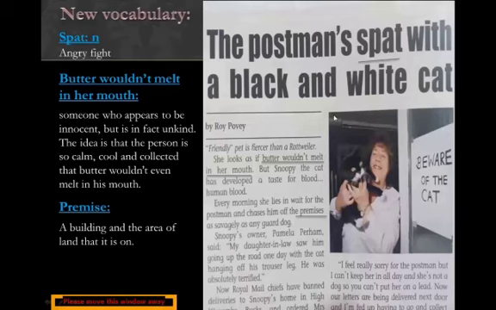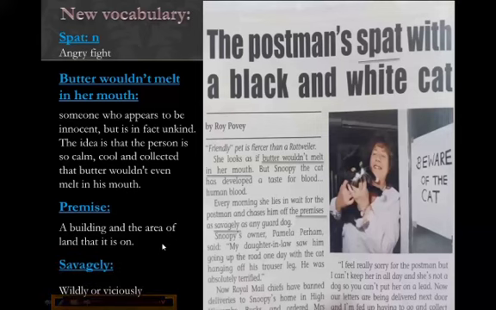So premises here means a building and the area of land that it is on. So every morning the cat chases the postman out of the area. Okay. Premises means the building or area of land that it is on. So the cat chases the man out of the area that the house is on. And the word savagely means wildly or viciously.